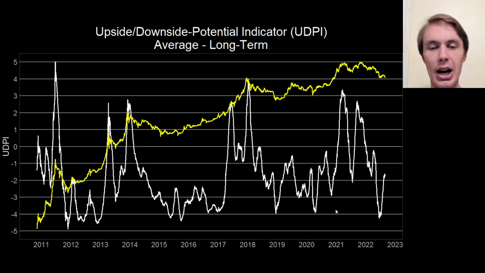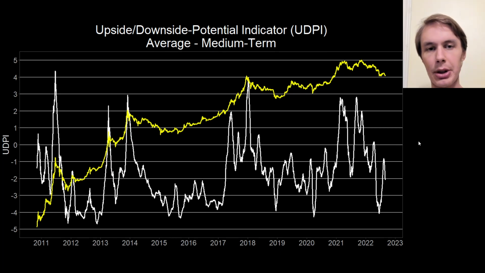Now, I'm not going to call a bottom because of this by any means, but it is notable that's where we're at. We're in a very nasty bear market right now, and on average, the UDPI is getting back down towards the levels it reached in previous bear market lows. So that's something I think is interesting there. And this doesn't just show up with a long-term UDPI either.